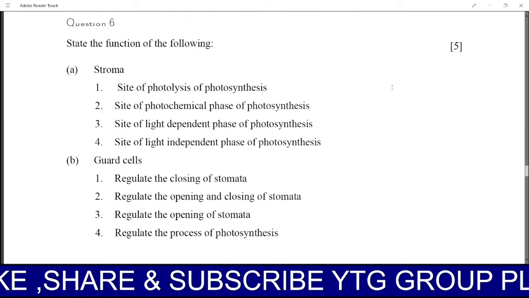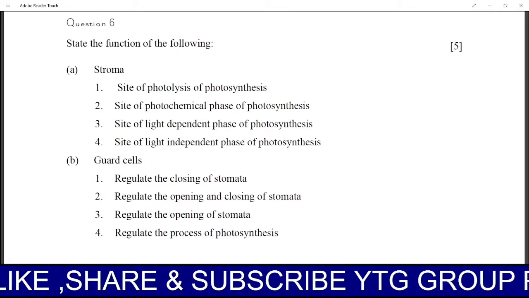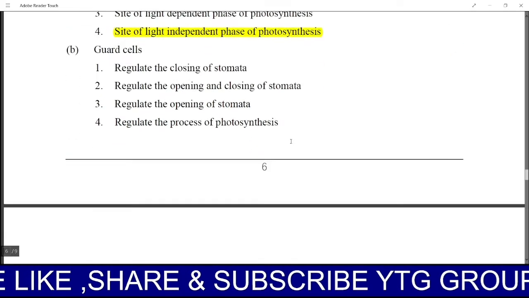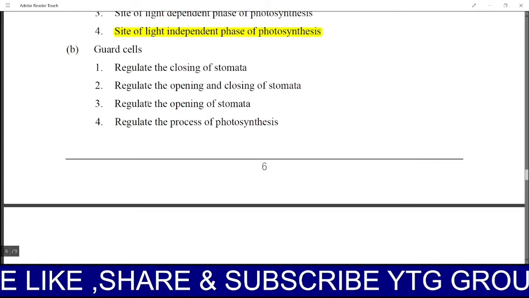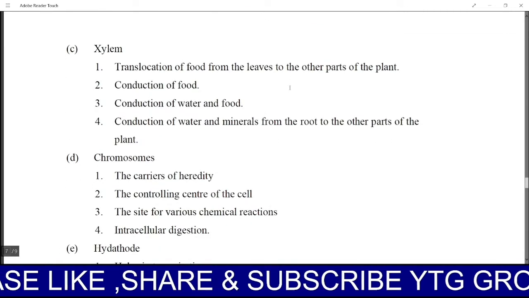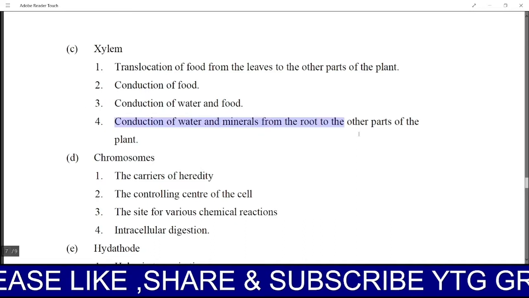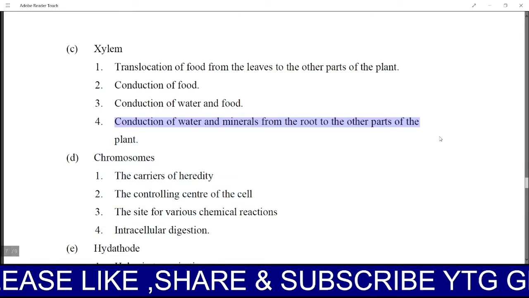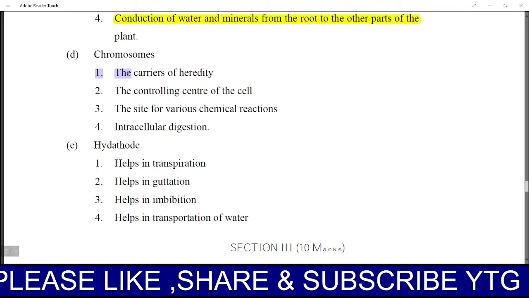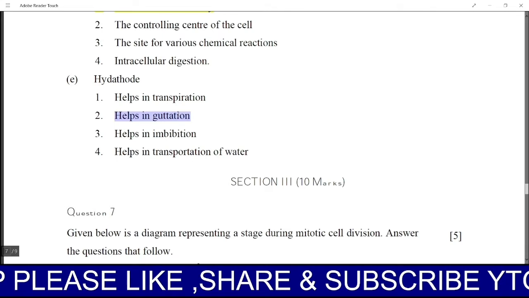Now state the function of the following. So the very first function of stroma is site of light independent phase of photosynthesis. Guard cells regulate the opening and closing of stomata. Now xylem, conduction of water and minerals from the other parts of the plant. Chromosomes, the carriers of heredity. Now hydathode, helps in guttation.